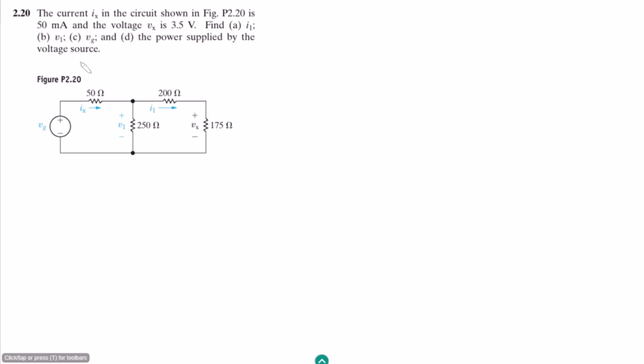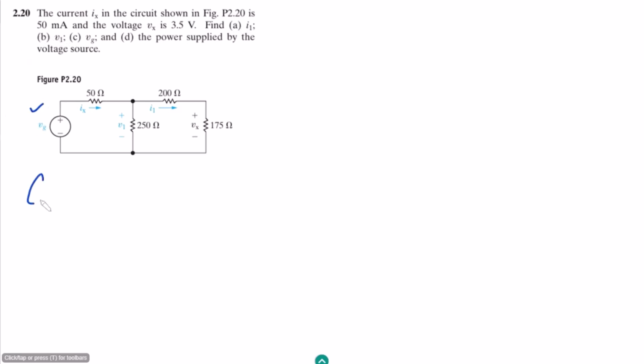Welcome back, guys. So this is question 2.20 of our book of Nilsson, and the title of the book is Electric Circuits. So the statement of the question is: the current Ix in the circuit shown in figure P2.20, this is the figure, is 50 milliamps.